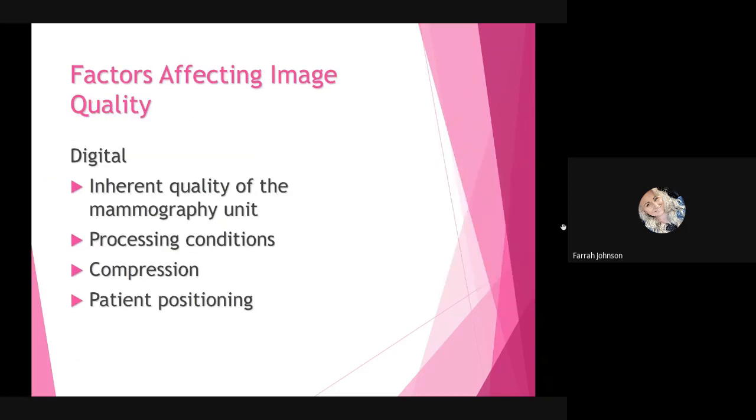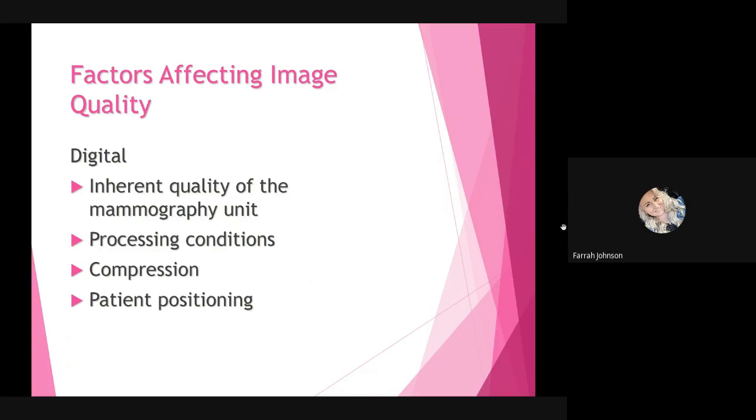So, some of the factors affecting image quality in mammography. So, with digital mammography, the inherent quality of the mammography unit, meaning that as a mammography machine ages, of course, the overall image quality is going to decrease. Processing conditions. How well informed the technologists are. Do they know how to use all of the post processing functions on the machines?